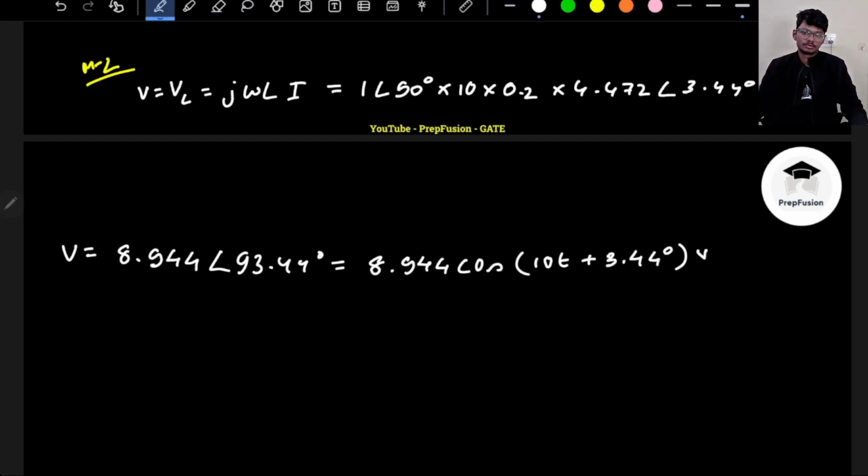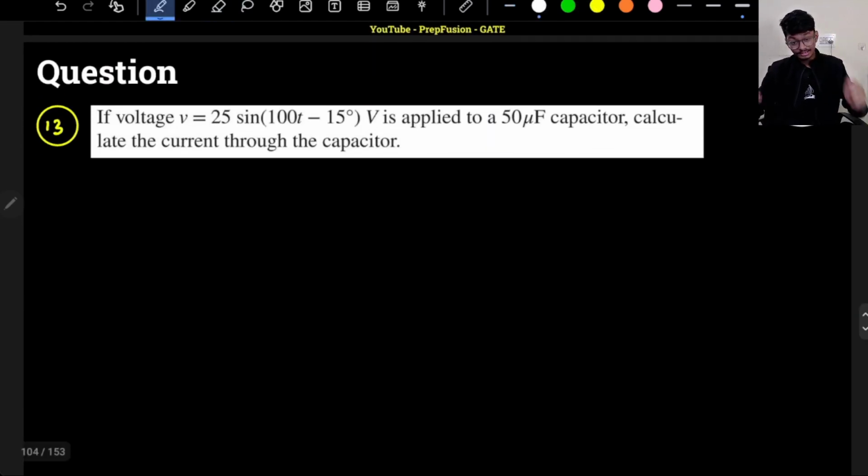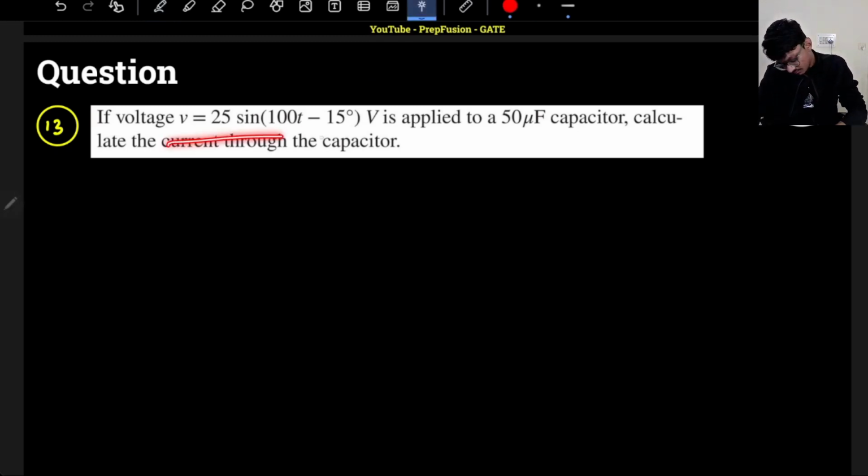Okay, so yeah, that's the thing basically. Let's solve the next question that I gave you as homework. I don't feel like these are very draining questions, these are simple questions only, right? So if I see this question: if the voltage V is equal to 25 sin(100t − 15°) and is applied across a 50 microfarad capacitor, calculate the current through the capacitor.